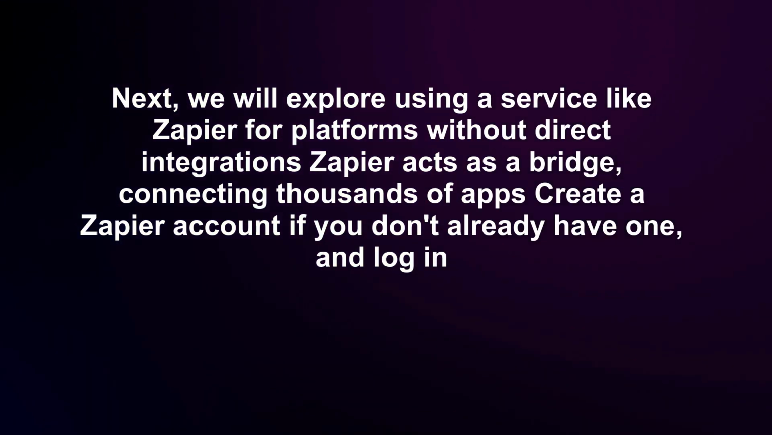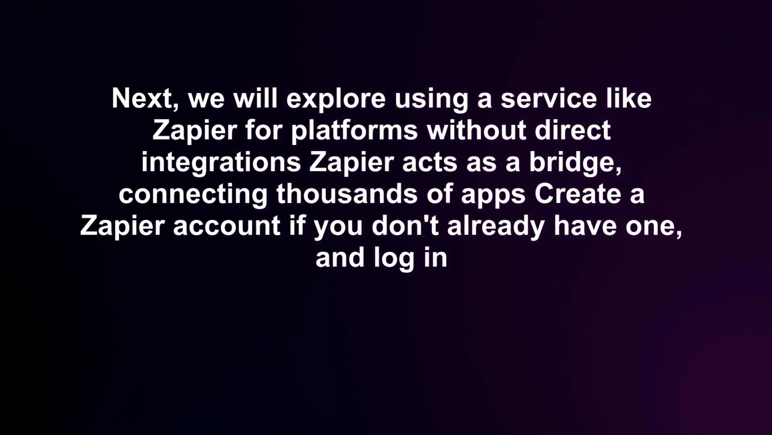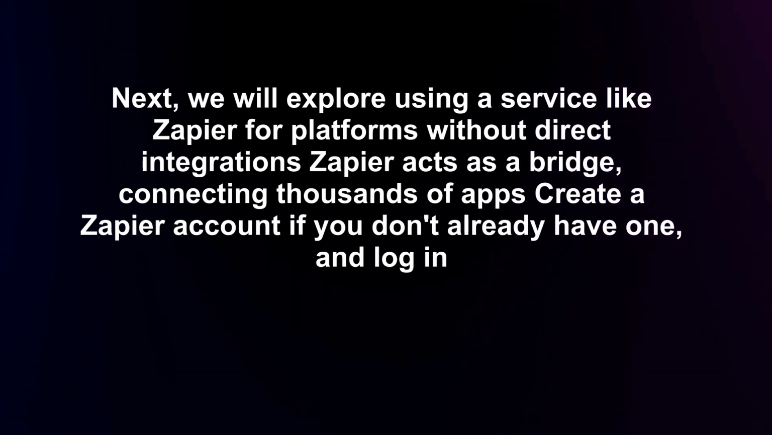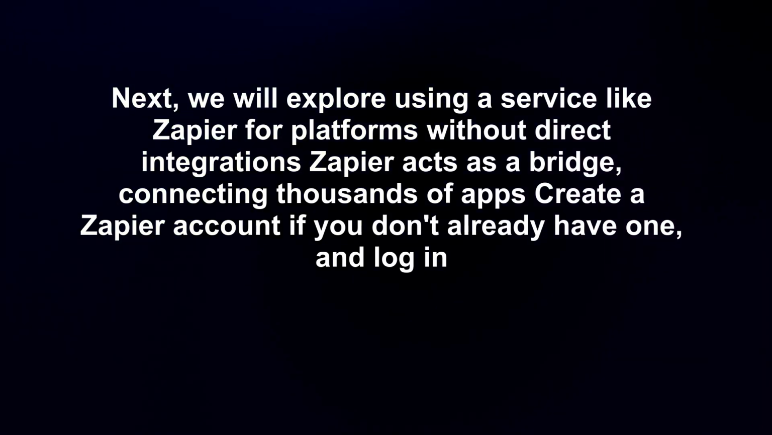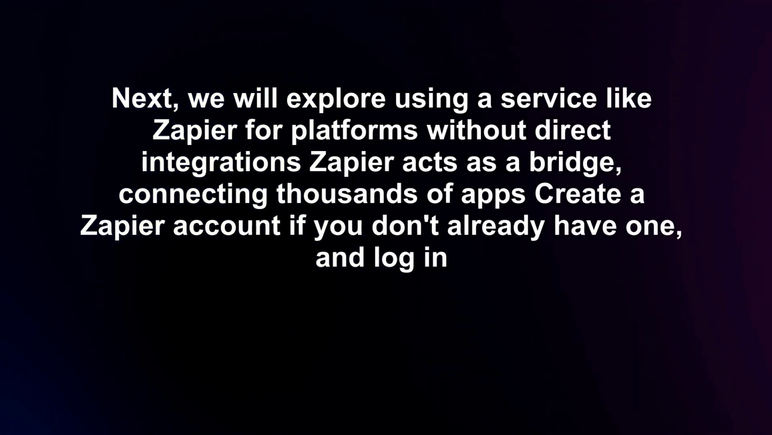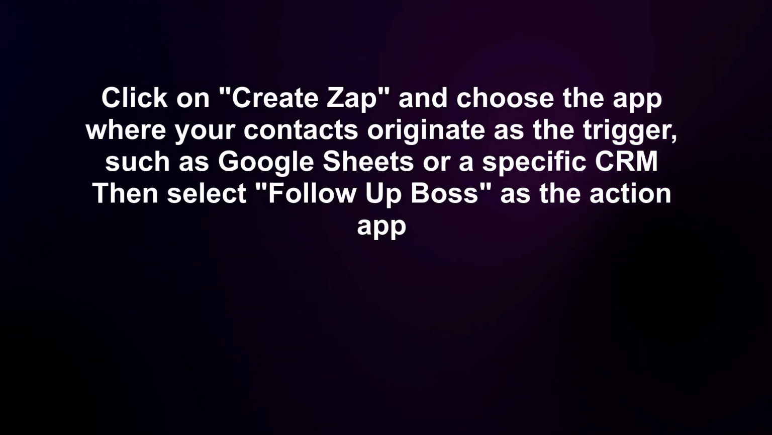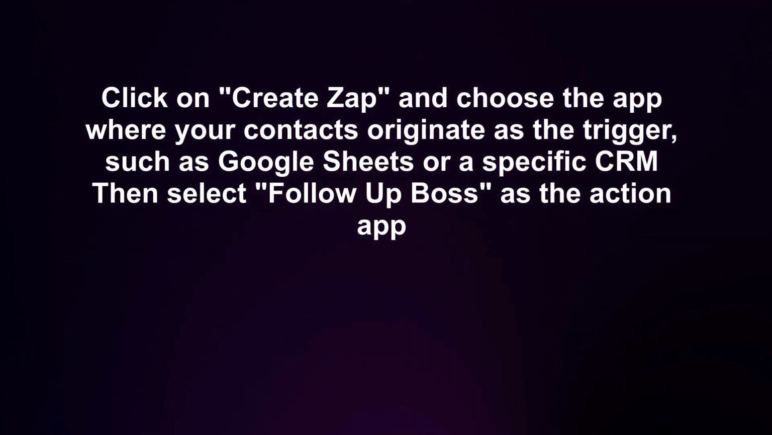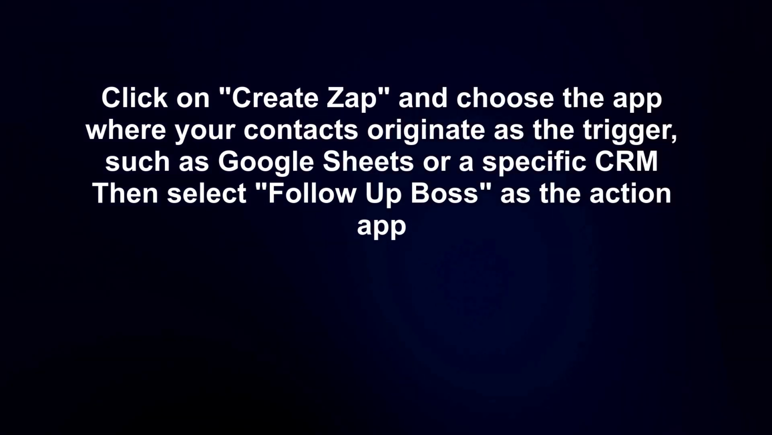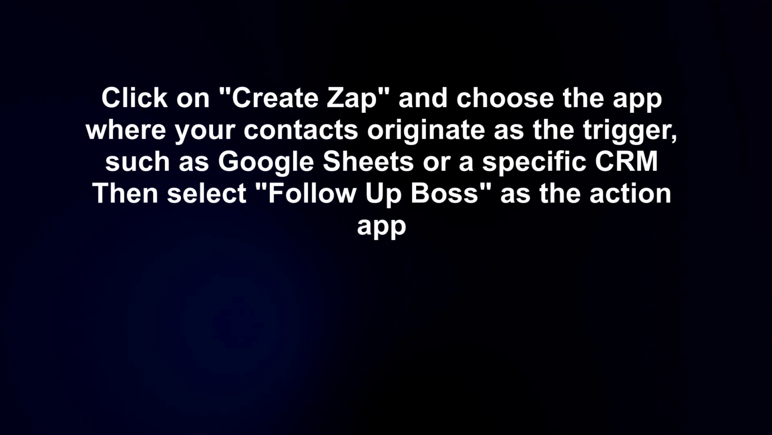Next, we will explore using a service like Zapier for platforms without direct integrations. Zapier acts as a bridge, connecting thousands of apps. Create a Zapier account if you don't already have one, and log in. Click on Create Zap and choose the app where your contacts originate as the trigger, such as Google Sheets or a specific CRM. Then select Follow-Up Boss as the action app.